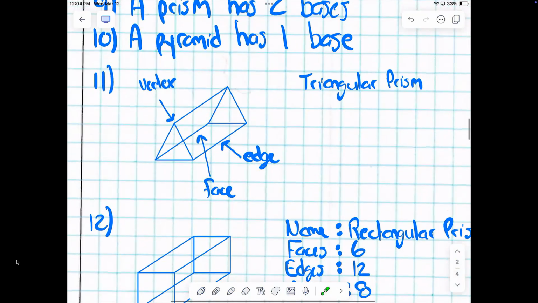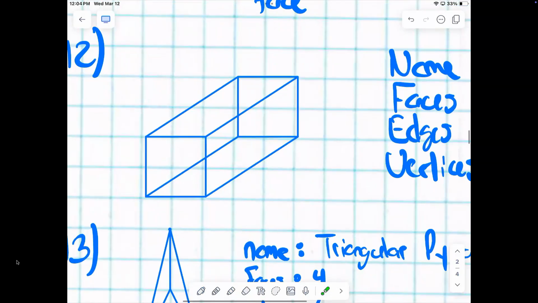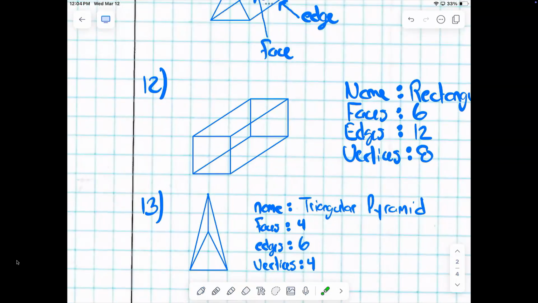Okay, now, if I asked you to tell me how many edges this shape has, would you just guess? Would you just count in your brain? Or would you literally take your pencil and trace all of the edges? Trace. Okay, so let's count the edges. You ready? Okay. 1, 2, 3, 4, 5, 6, 7, 8, 9, 10, 11, 12. 12 edges? Yes.